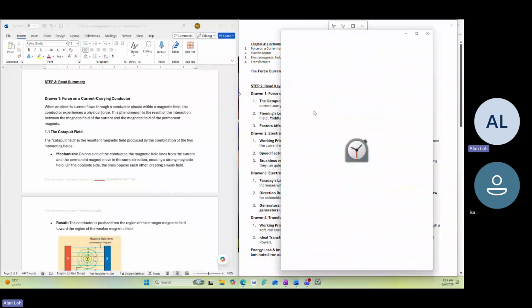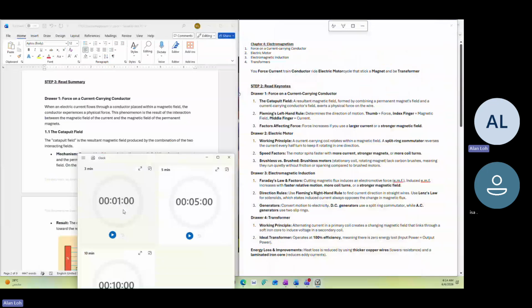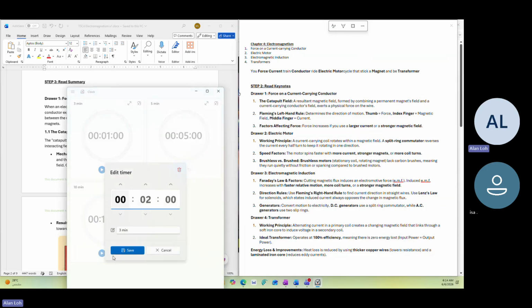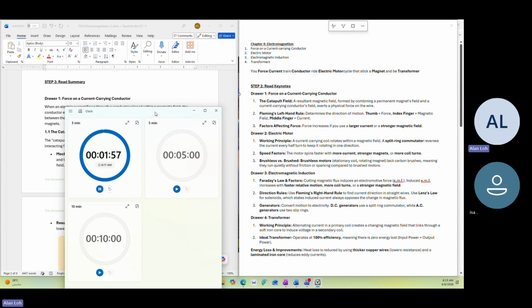Let me just pull out the clock. Okay, you can start now while I'm working on the clock. Okay, drawer 1 and drawer 2.